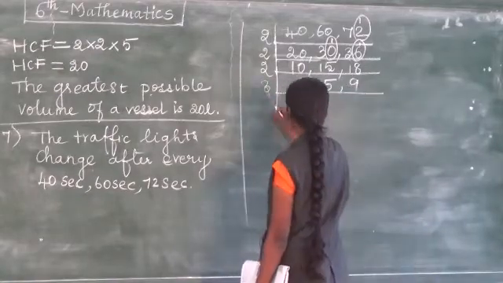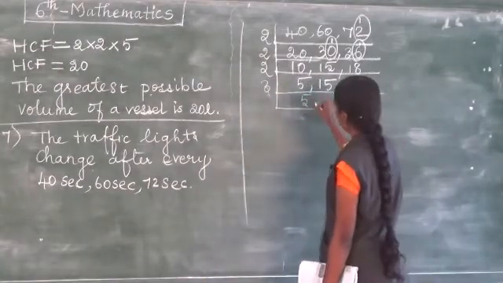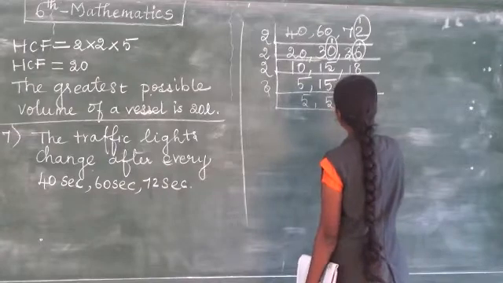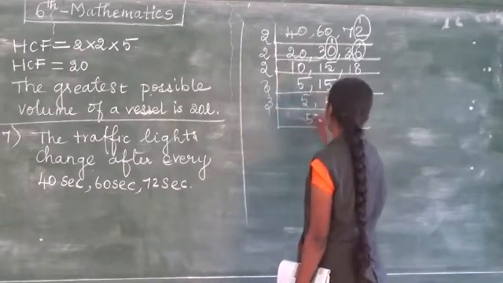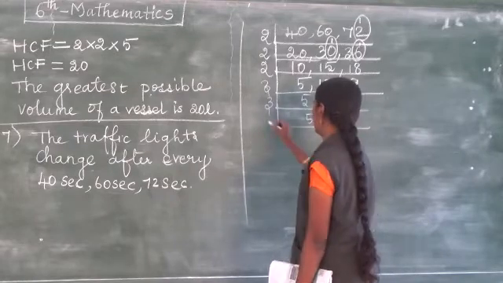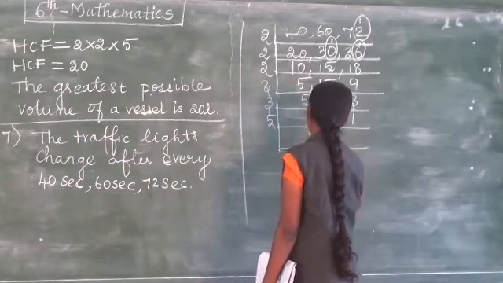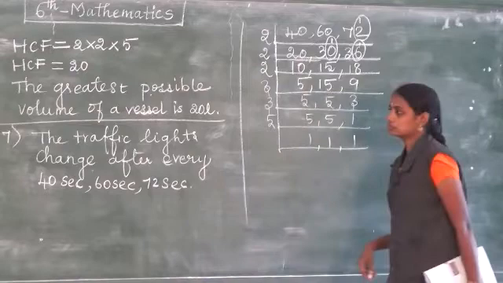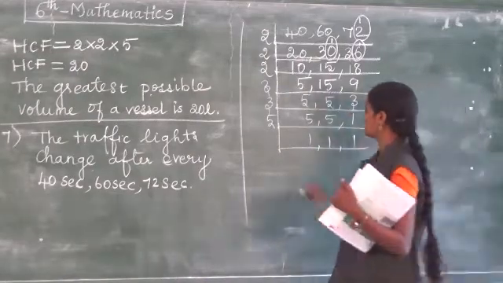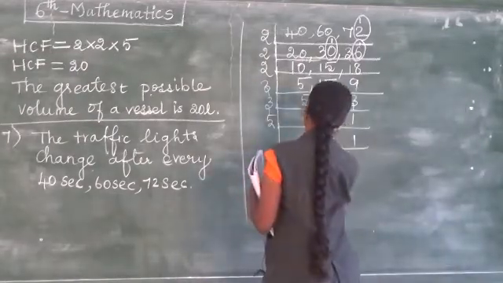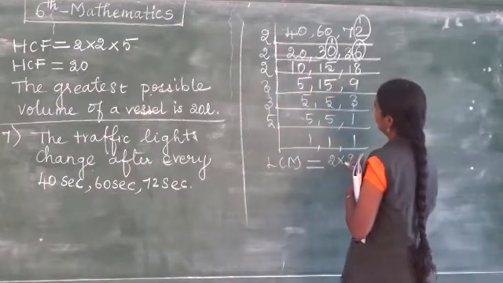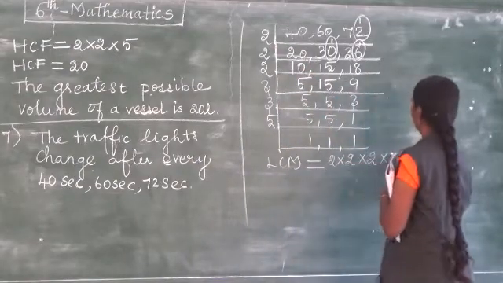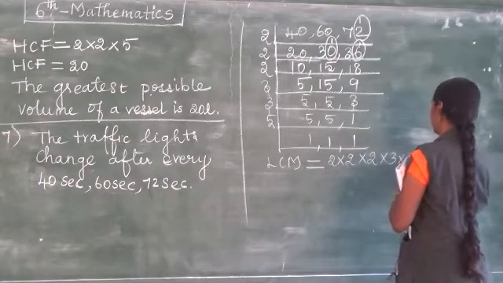I am going to the 3 table. 5, 5, 3. Then again we can go in the 3 table. 5, 5, 1. Then 5 table. 1, 1, 1. Now find the LCM: 2 into 2 into 2, 3 into 3 into 5.